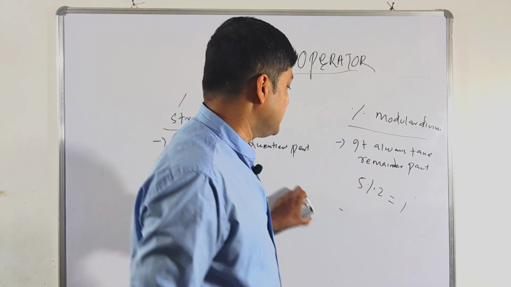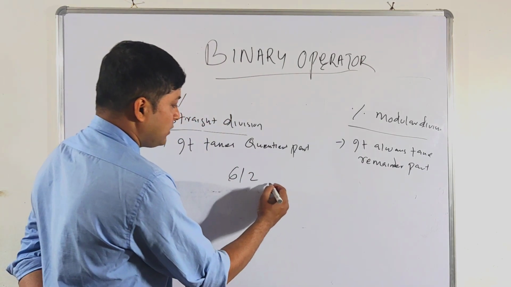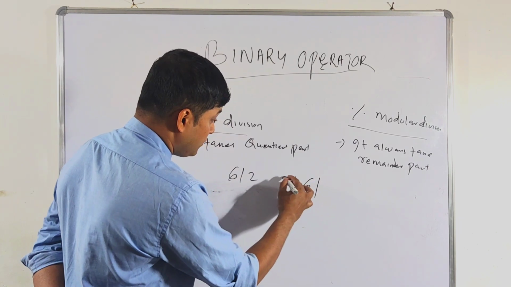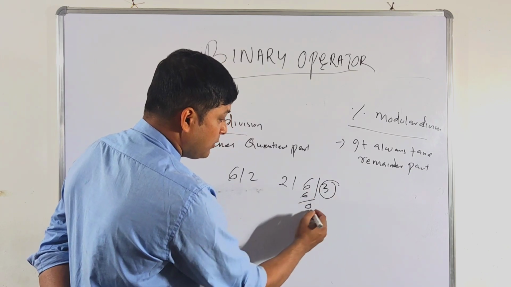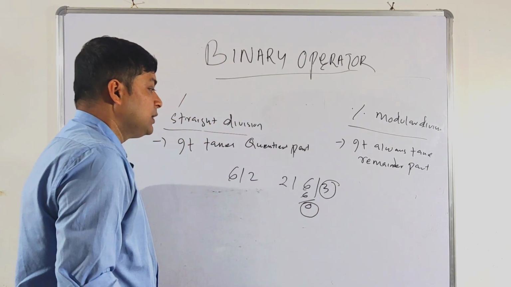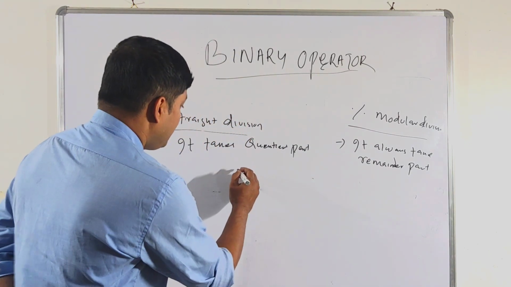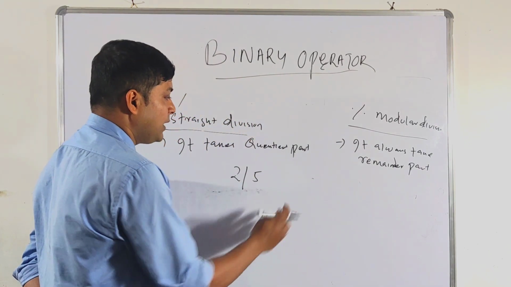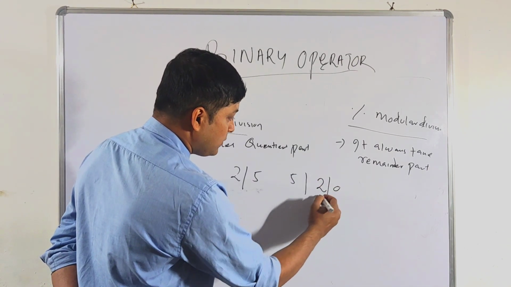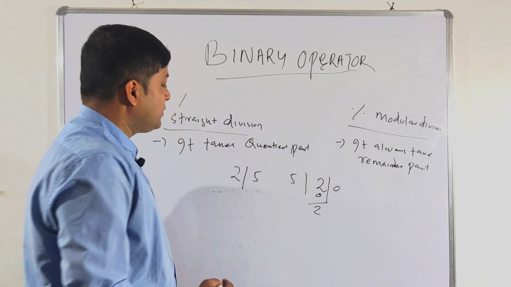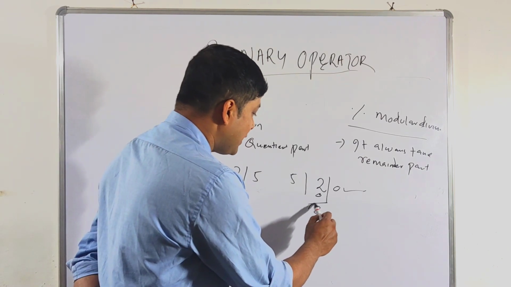Let's give another example. Suppose I am writing 6 straight division 2. So straight division is 3, modular division is 0. So this way you can calculate. For example, I am giving 2 straight division 5. When you write 2 divided by 5, it is 0, remainder 2. So 2 straight division 5, answer is 0. When you write 2 modular division 5, answer is 2.